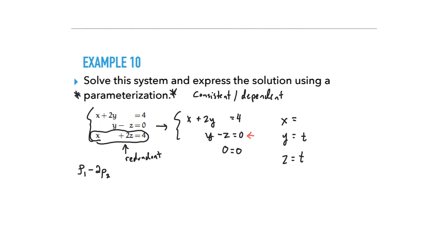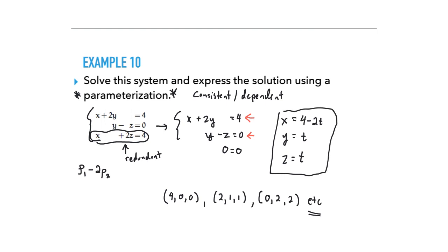Going back to my first equation, x plus 2y is equal to 4. If y is equal to t, then that means x is equal to 4 minus 2t. And this describes all possible solutions to this system of equations. One possible solution, when t is equal to 0, x is 4, y and z are both 0. Another possible solution, when t is equal to 1, x would be 2, and y and z would both be 1. Another possible solution, when t is equal to 2, x would be 0, and y and z would both be equal to 2, etc., etc. All solutions that take this particular form would solve this system.